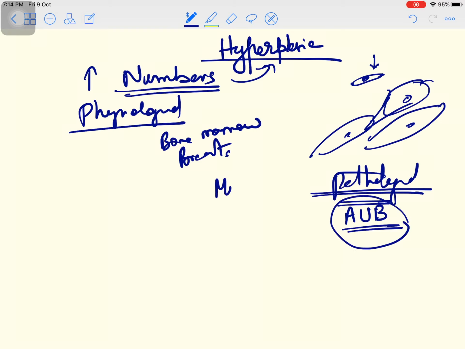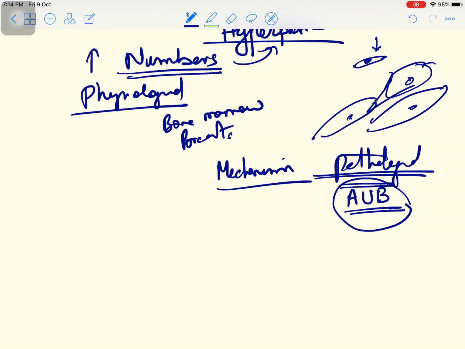And what is the mechanism of hyperplasia? The mechanism of hyperplasia is growth factors. These hormones will induce growth factors, and these growth factors will cause proliferation of the cells. So that is due to growth factor stimulation. So that is about hyperplasia.